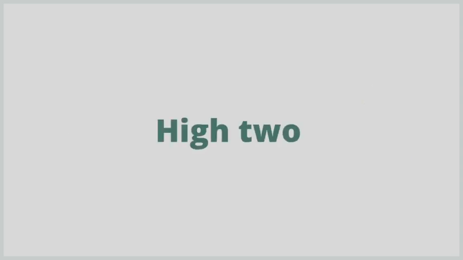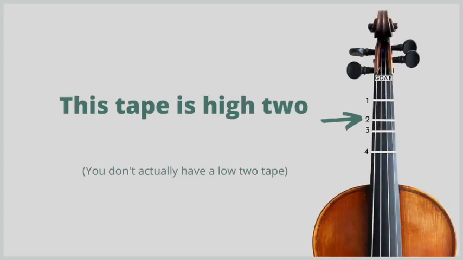All right, starting with high two. If you've been playing the violin for any time at all, you are probably already playing high two. In fact, the first high two you learned was either high two on the D string or high two on the A string. Here's what they look like on the violin.